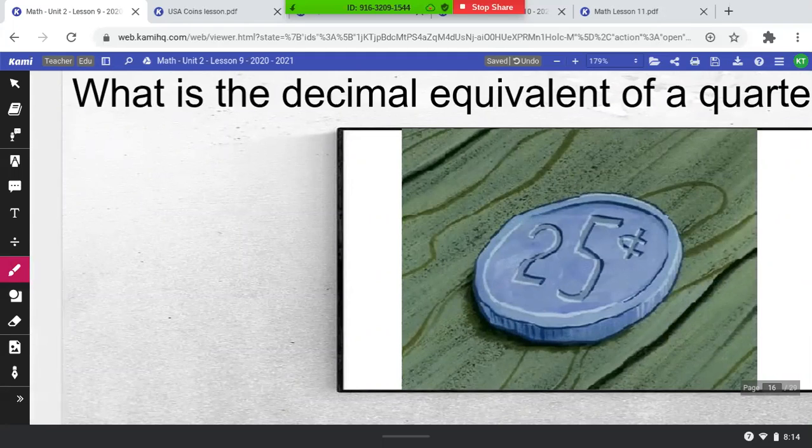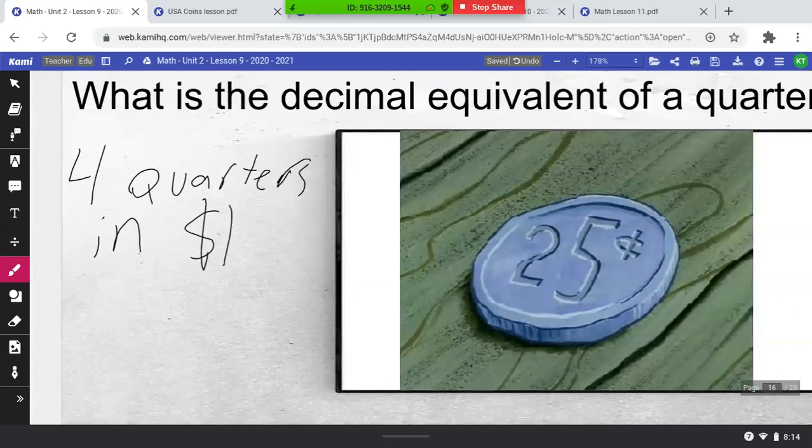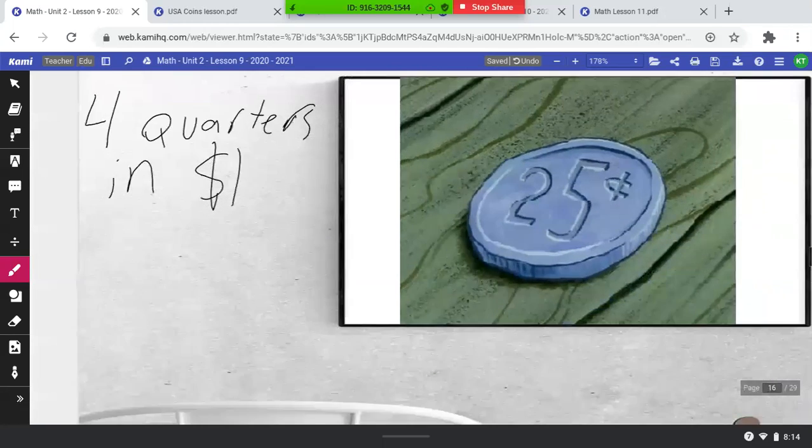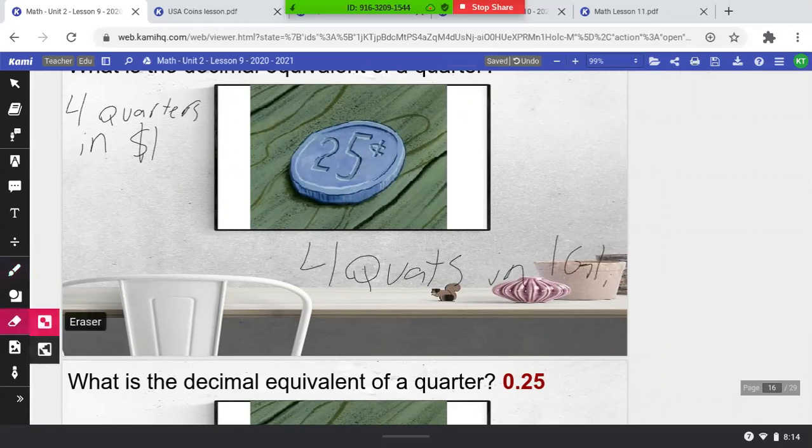So how many quarters are in a dollar? 4 quarters are in $1. How do I know that? Well, do you remember quarts in conversion? There are 4 quarts in 1 gallon. Okay, well, conversions, that's not really interesting to me. How can I remember how many quarters are in a dollar?